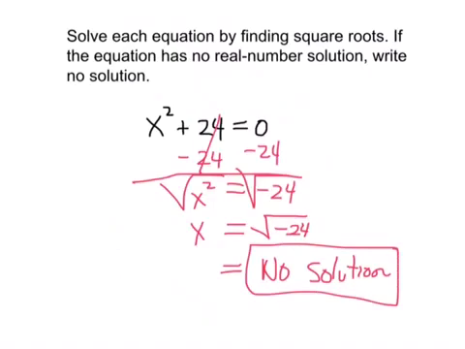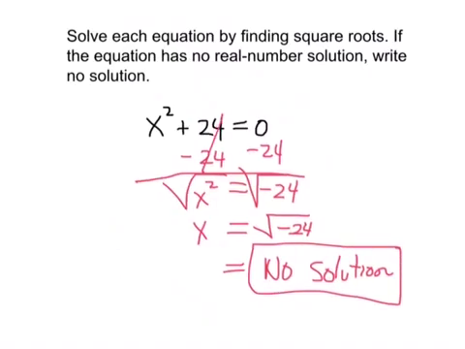Again, the reason it has no solution is because of that negative which is under the square root. So it's impossible to have a number times itself, which equals negative 24.